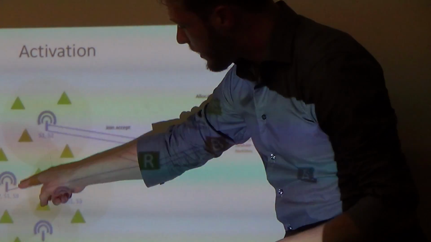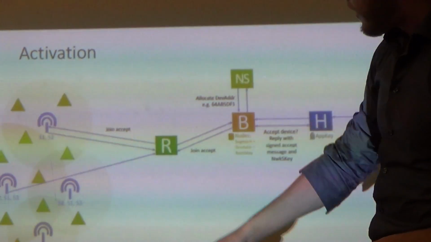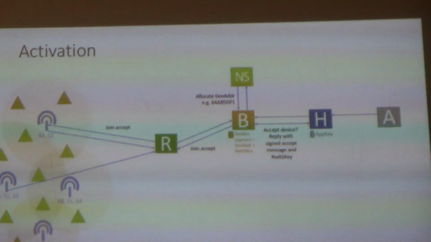But if the node would move here, and this could be, like I said, the Netherlands, Germany, and Poland, then it has to do a rejoin procedure. And then it would move to a different address space. And that is how we handle the scaling and the limited address allocation of the LoRaWAN protocol.